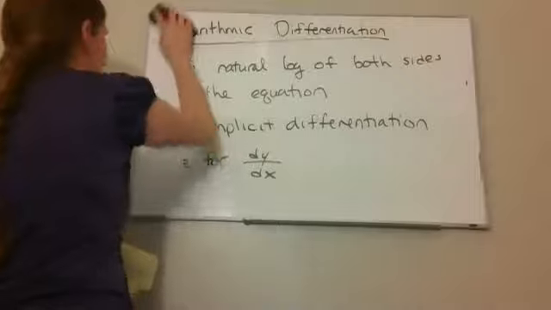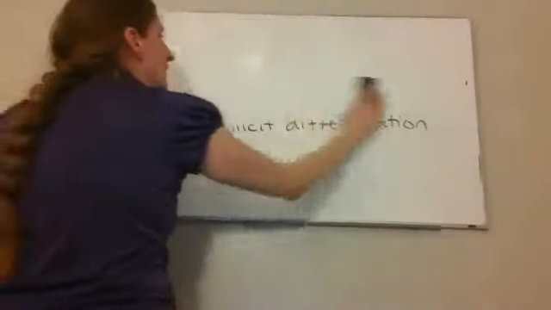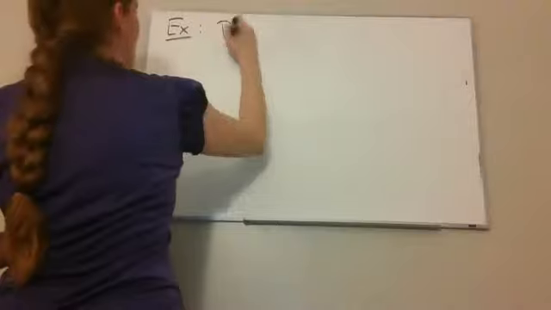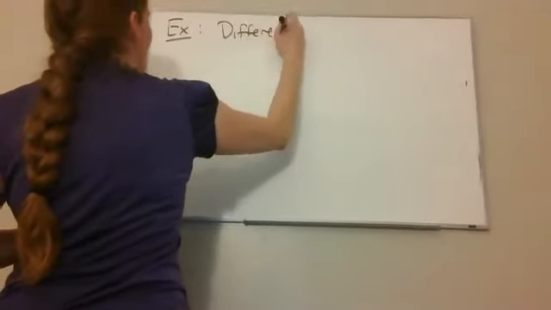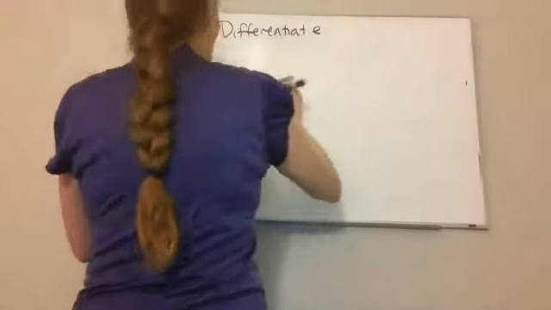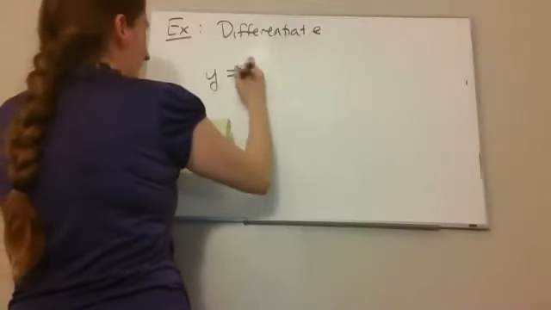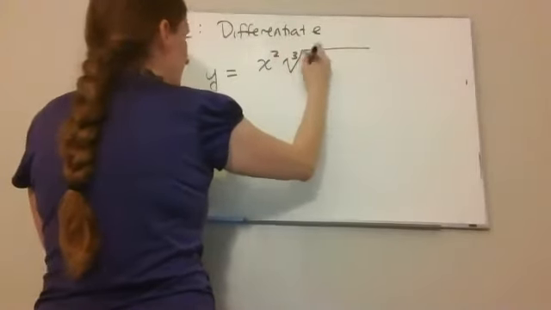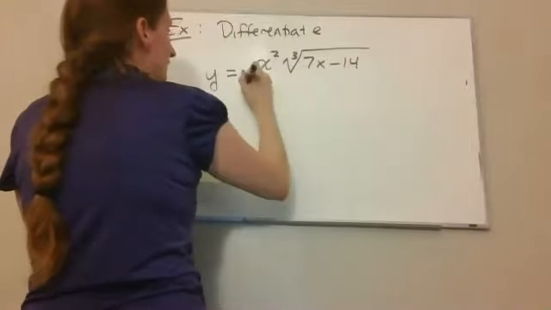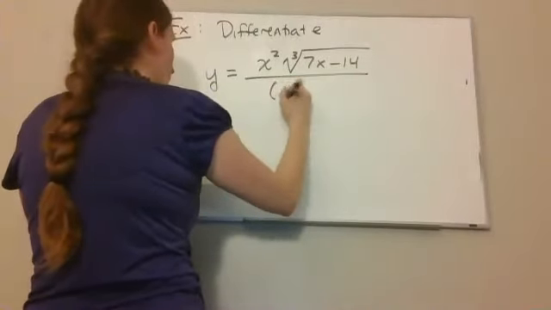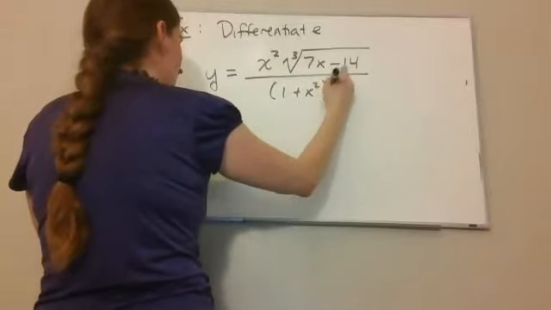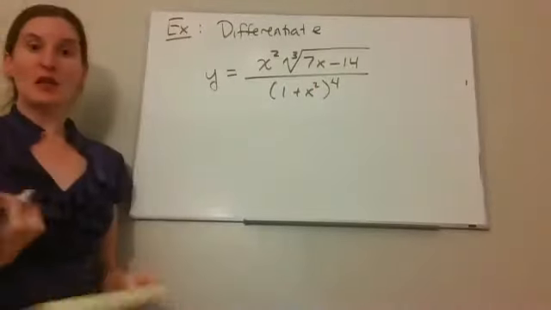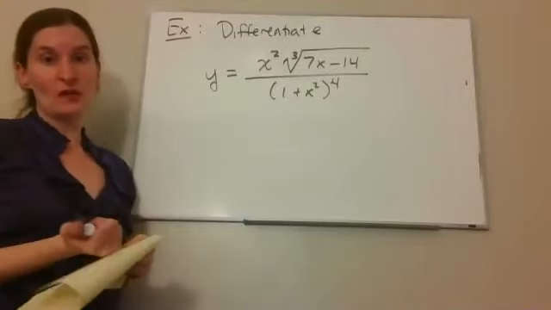Let's do an example like this. We are going to differentiate the function y equals x squared times the cube root of 7x minus 14, all divided by 1 plus x squared to the fourth. And I'm going to use logarithmic differentiation to do this problem.